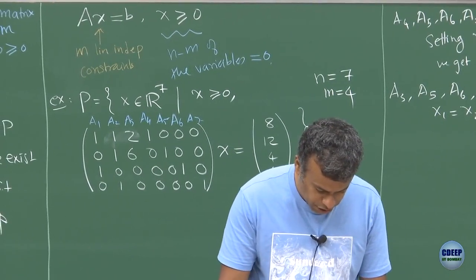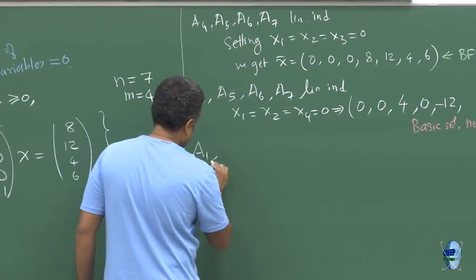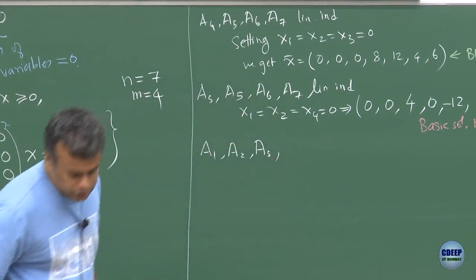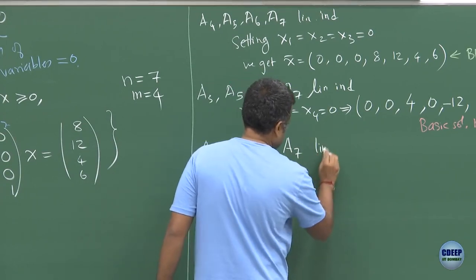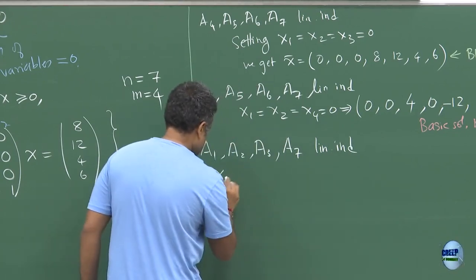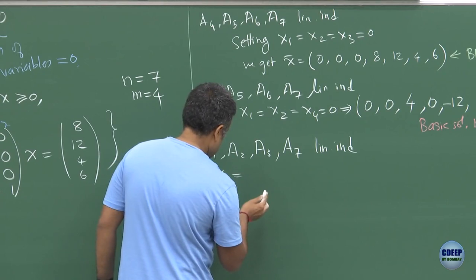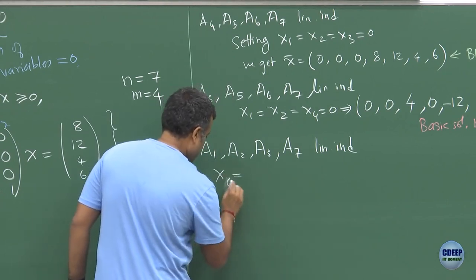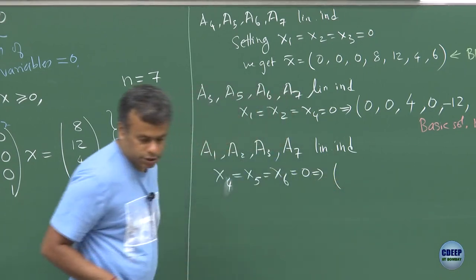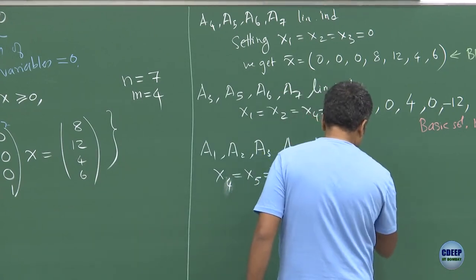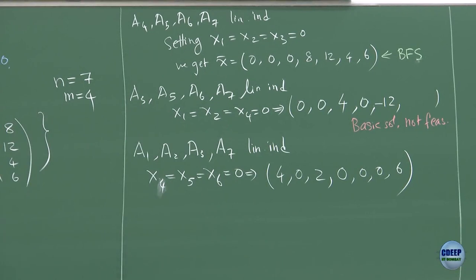One more kind of thing that I want to illustrate. So we can do A1, A2, A3, and A7 are linearly independent. So I set x4, x5, x6 to be equal to 0, and then I get the point. Okay, this is a basic feasible solution.